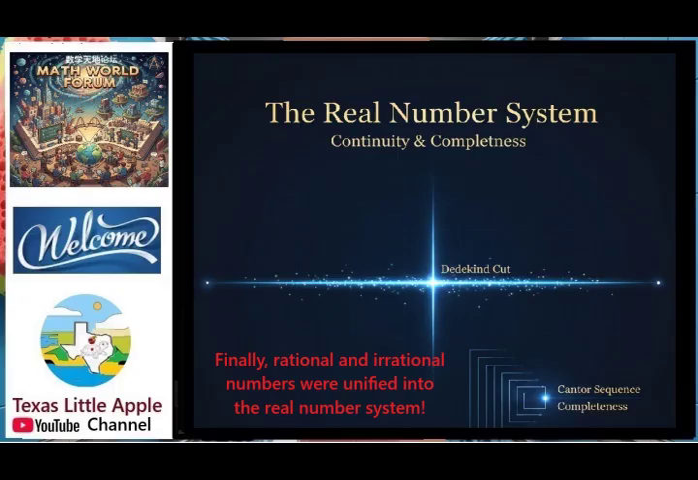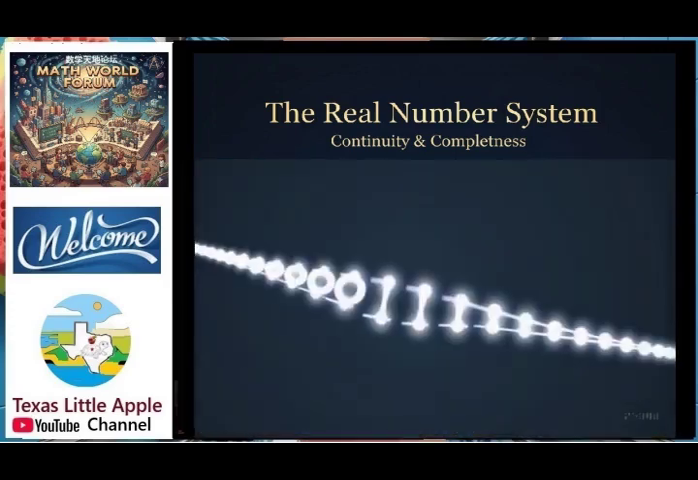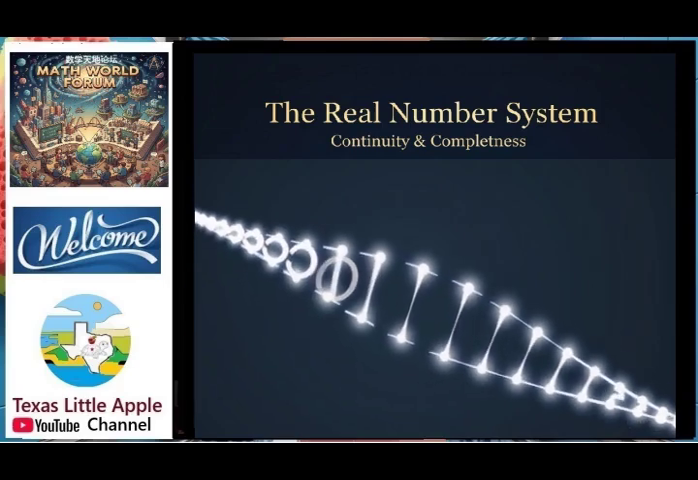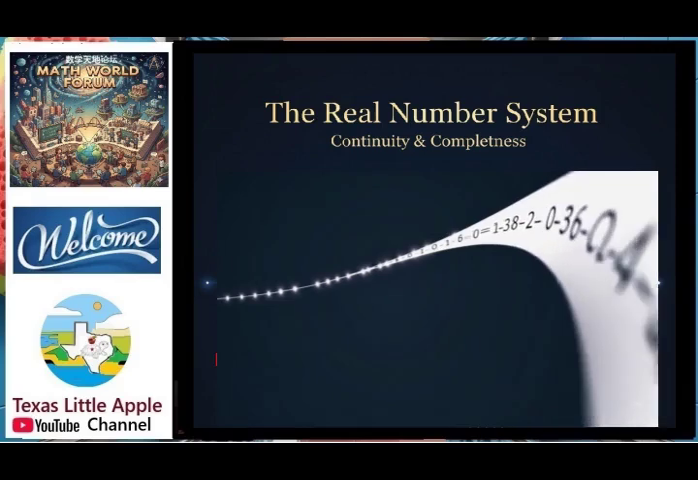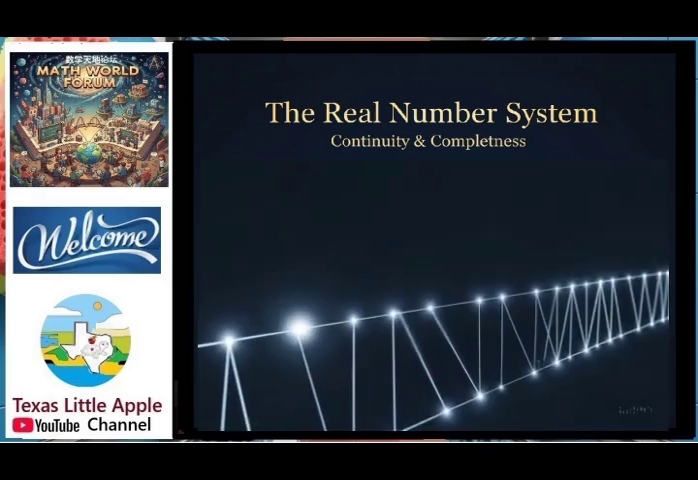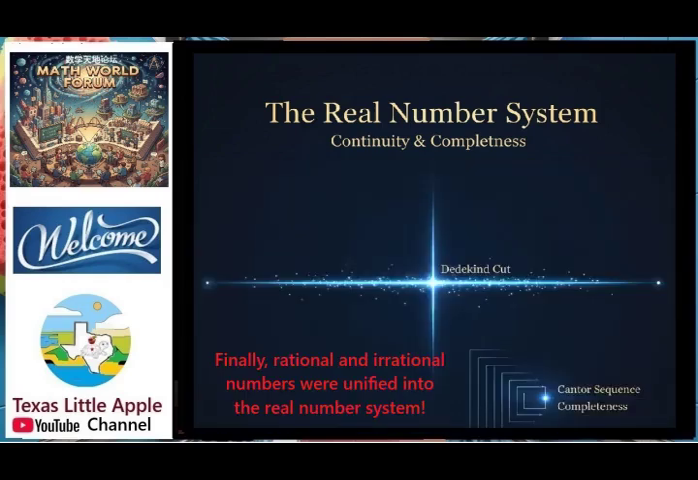Over the centuries, mathematicians found ways to unify natural numbers, whole numbers, integers, rational numbers, and irrational numbers. In the 19th century, mathematicians like Dedekind, Cantor, and Cauchy provided a formal, rigorous foundation. They used ideas like Dedekind cuts, sequences approaching limits, and set theory. Together, these created the real number system, a continuous, complete number line.